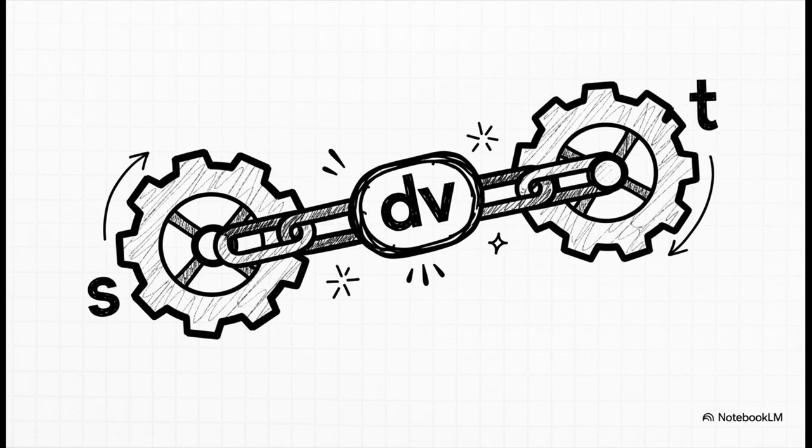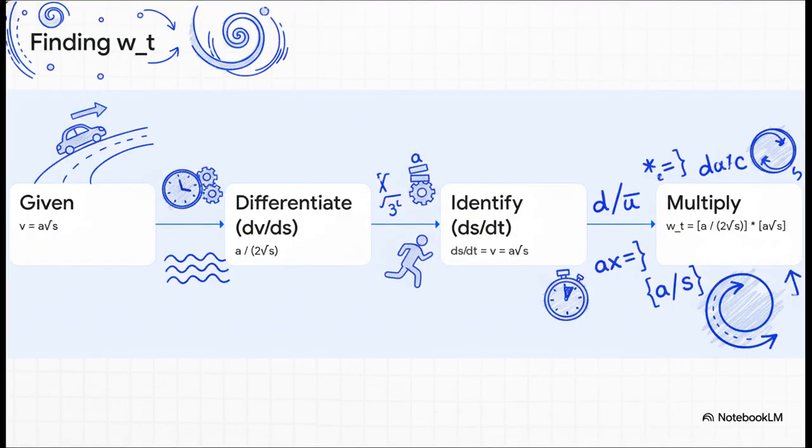This is where a super handy tool from calculus comes in to save the day, the chain rule. It's the perfect little trick for this exact kind of situation. It allows us to relate the derivative with respect to time to the derivative with respect to distance. Okay, let's break this down. The first part of our chain rule is dv over ds. So we take our velocity function and differentiate it with respect to s. That gives us a divided by 2 times the square root of s. Easy enough. Now for the second part, ds over dt.